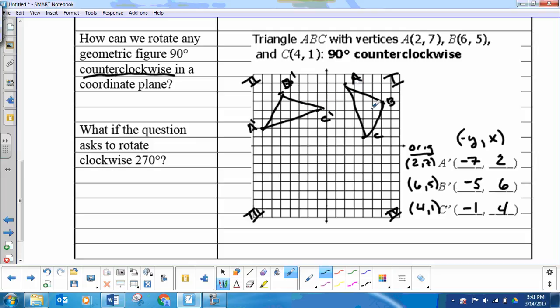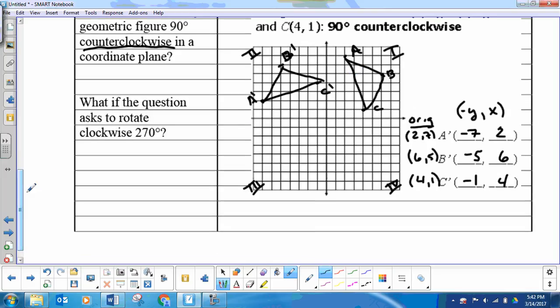Again, this is an isometric transformation, so the actual size of the shape has not adjusted whatsoever. It's just moved, and that's what we're going for when we talk about isometrics. The rotation is isometric.